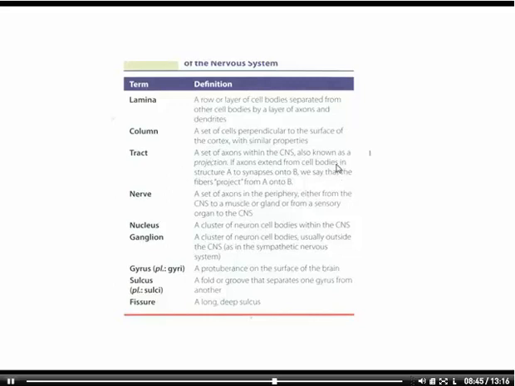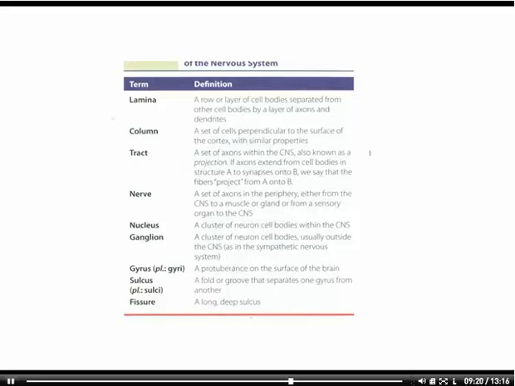So tracts are a bundle of axons in the central nervous system, and a nerve is a bundle of axons within the peripheral nervous system. And then you have cell bodies, and if you have a cluster of cell bodies in the central nervous system, then you call it a nucleus. So when they say the preoptic nucleus, basically they're saying the cluster of cell bodies that's above the optic chiasm or the optic nerve, or it's near the optic nerve.